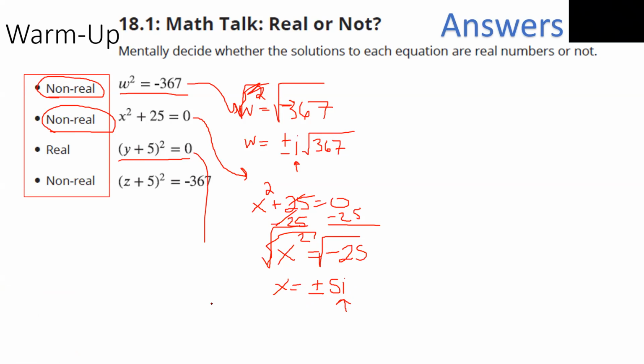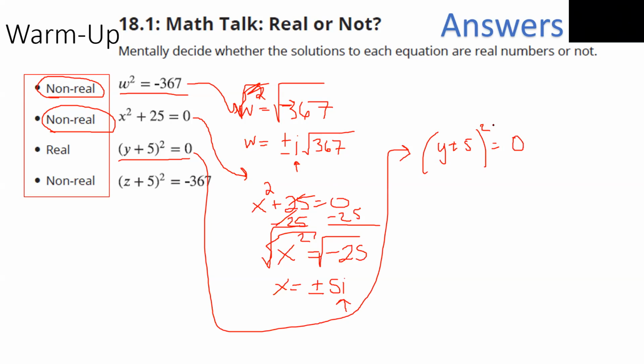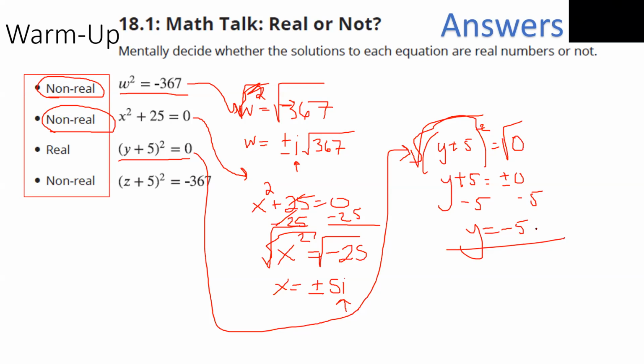Okay, the third one, the one that we already know is a real solution. We have our equation, y plus 5 squared equals 0. Same situation. Since I have the squared isolated already, I can take the square root of both sides. The square root and the square cancel, or they eliminate. We get y plus 5 is equal to the square root of 0, which is technically plus or minus 0. Then we subtract 5 from both sides, and we get y is equal to negative 5. Now, this does not have an i, therefore it is a real solution.